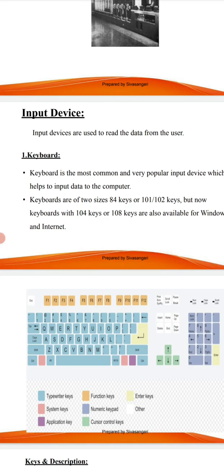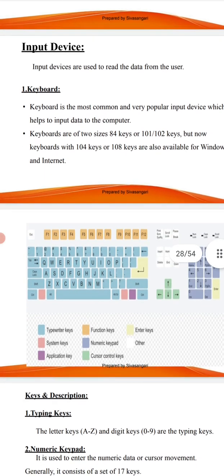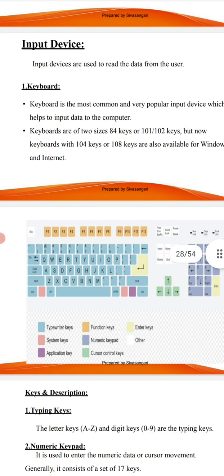Next one is input devices. So input devices are used to read data from the user. In this, first we will see about the keyboard. Keyboard is the most common and popular device which helps to input data to the computer. Keyboards are of two sizes, either 84 keys or 101 keys or 102 keys. Nowadays 104 keys or 108 keys are also available for Windows and Internet.